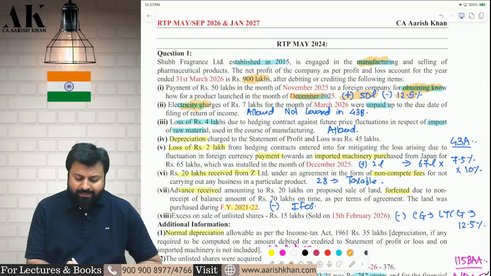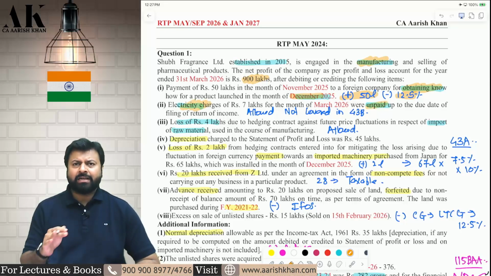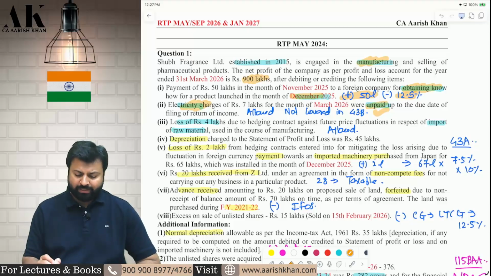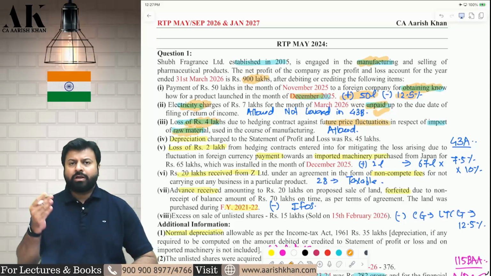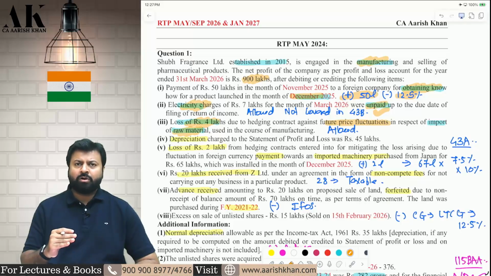Next, electricity charges are unpaid. Doesn't matter, electricity charges are allowed on accrual basis. Even if it is unpaid, it is allowed as a deduction. No worries. Next, a loss of 4 lakh on purchase of raw material due to foreign exchange fluctuation. So you are importing some raw material, you are doing some hedging contract, and on that hedging contract there is some forex loss.